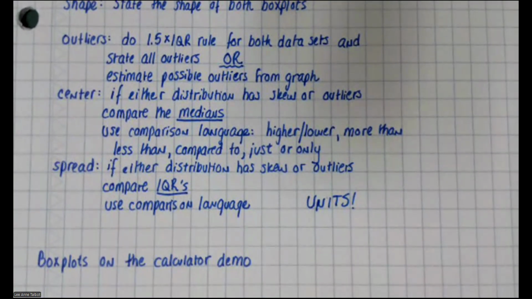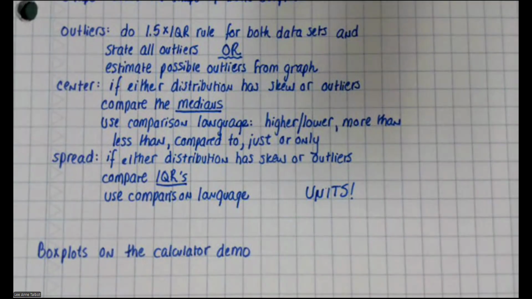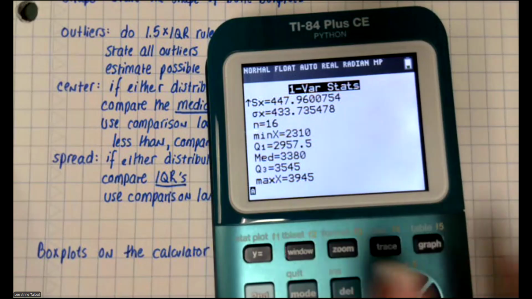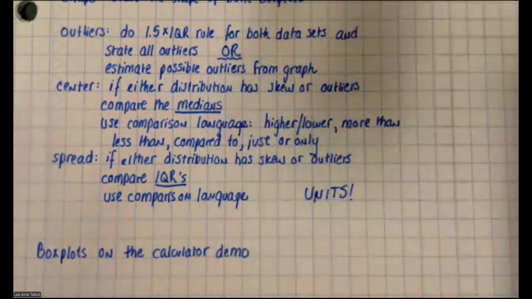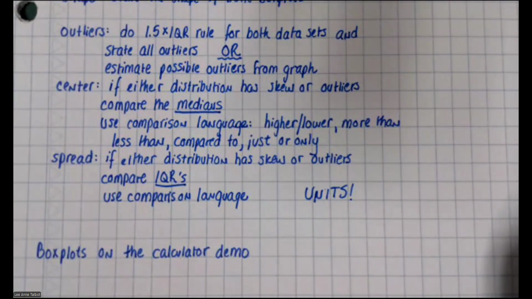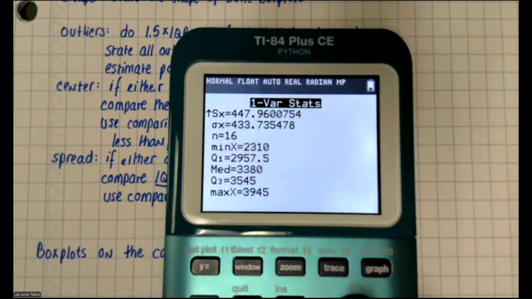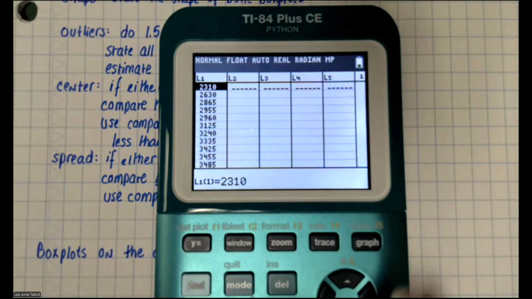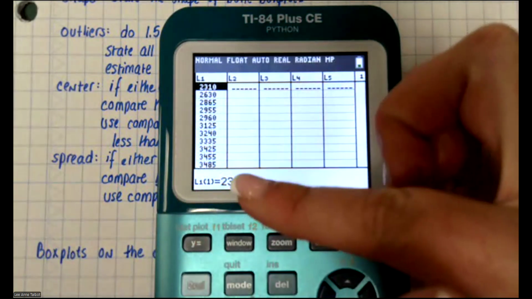Okay. Very last thing I want to do for you is show you how to make a box plot on the calculator. And we use this much later in the school year. But for now, it has some use. You saw how easy it was for me to make a box plot by hand with the one variable stats. But I also want to show you on the calculator just so you can see it. The first thing I'm going to do is make sure that my data set is included. So this is the data set I want to use.